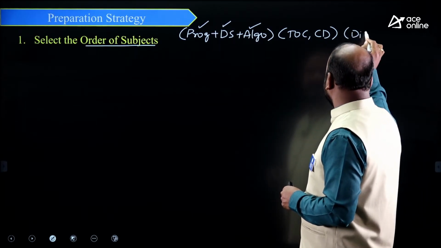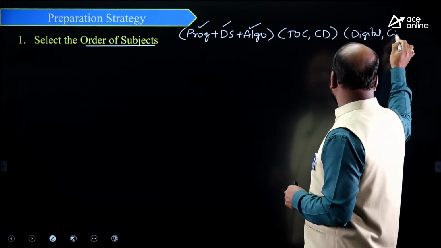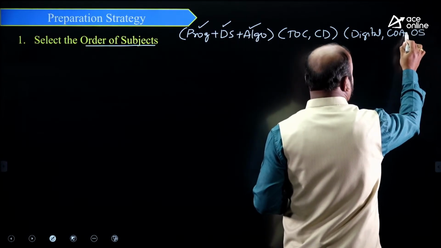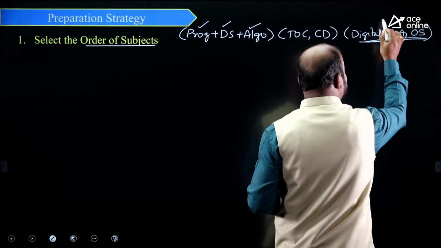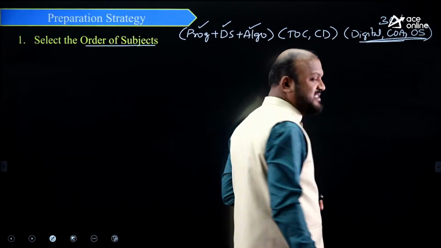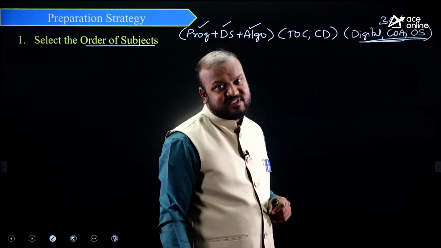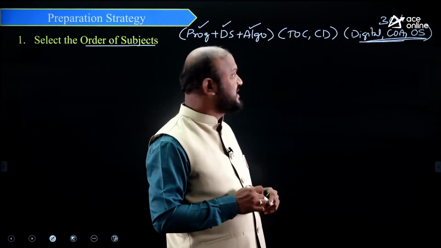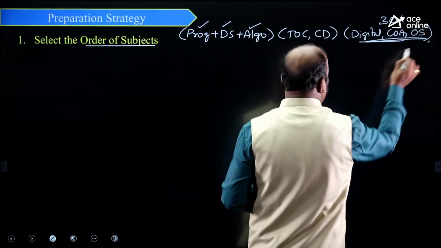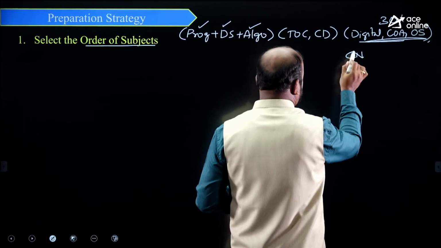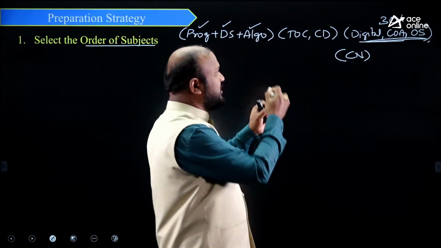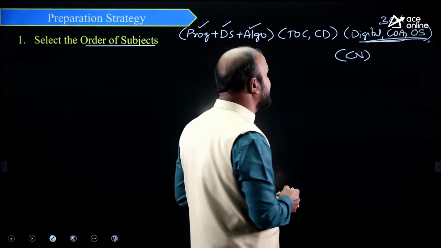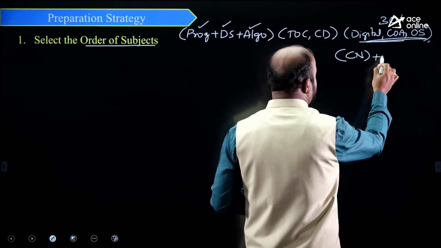And digital, COA, and operating system. Digital, COA, and operating system together cover almost 30% of the paper, meaning almost 30 questions you can expect from digital, COA, and OS. And then go with computer networks, because computer networks doesn't require knowledge of other subjects. Okay, you can study it, but basics are always required. And then go with the other subjects.